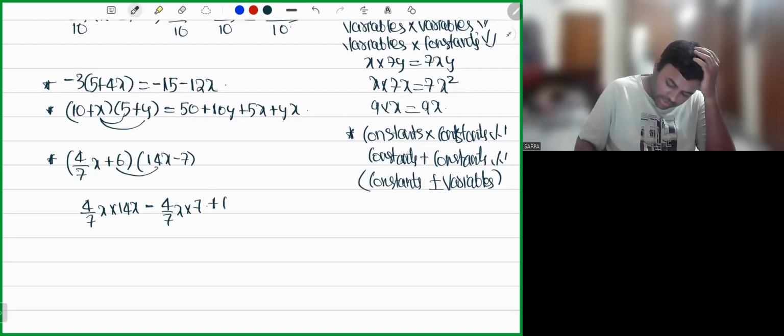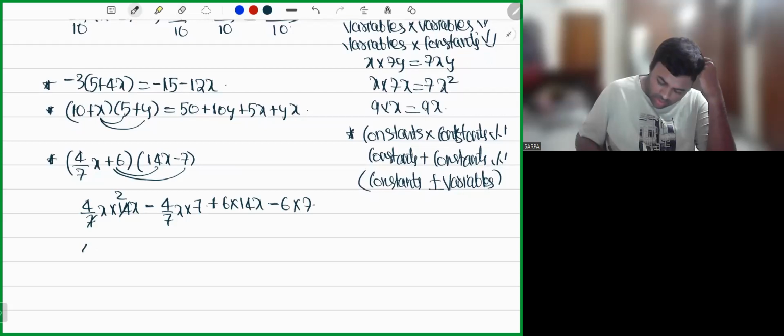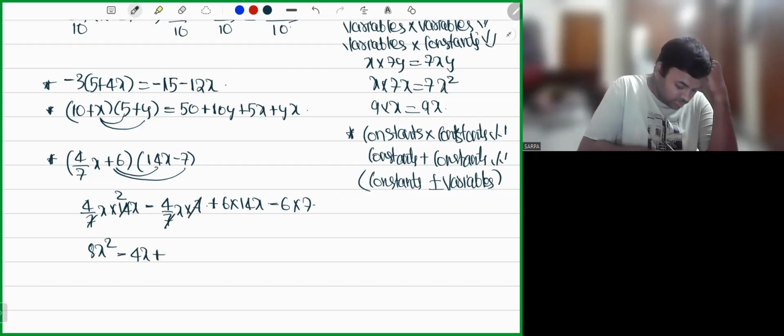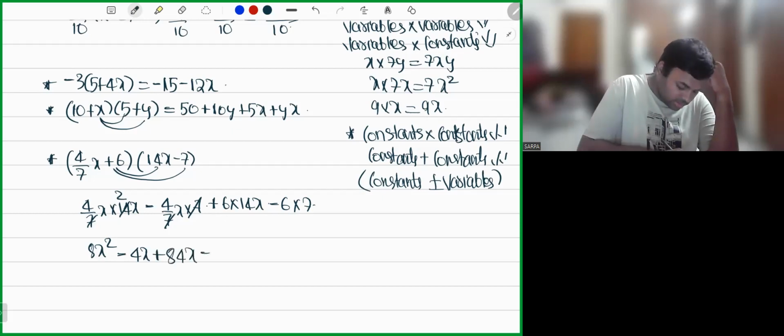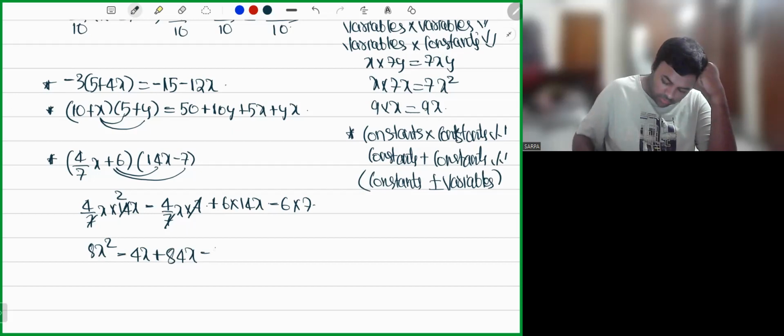Next, plus 6 into 14x, minus 6 into 7. So 7 ones, 7 twos, so it will be 4 twos, 8x square. 7, 7 cancel, minus 4x. Plus 6 into 14, we have 84x, minus 42. So 8x square plus 80x minus 42.